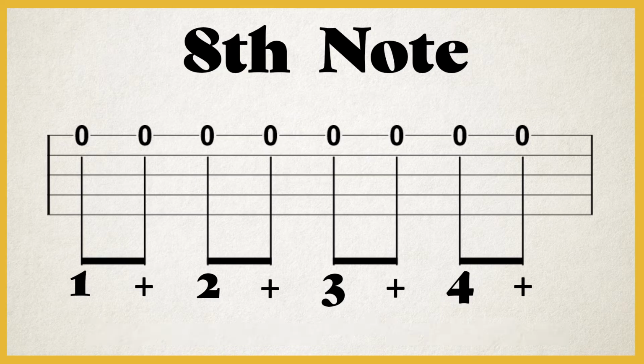This way, beats 1, 2, 3, and 4 remain in the same place, and we have a way of quickly and easily counting what occurs in between them. That will sound like this: 1, and 2, and 3, and 4, and. With 8th notes, we generally consider the numbers to be on the beat and the ands to be the offbeat or upbeat. When rhythms include large amounts of notes on offbeats, we call that syncopation.